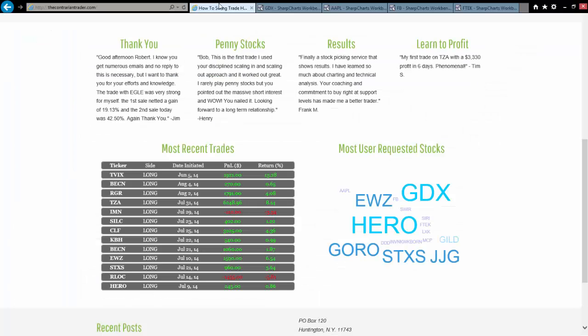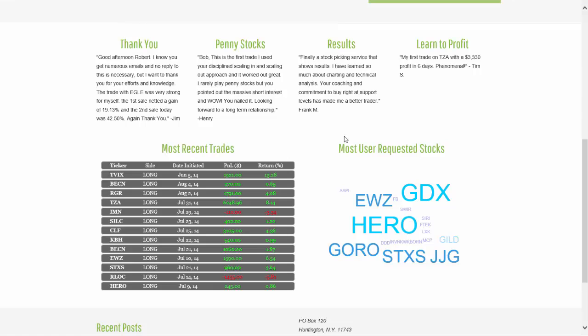Next stock up for Chewy is KWK. Jesus, we're going to go over this one on the focus stock analysis. I'm going to skip KWK. More on that later, so stay tuned.